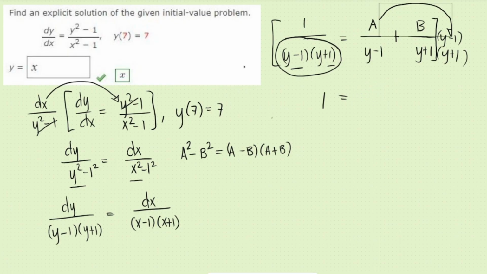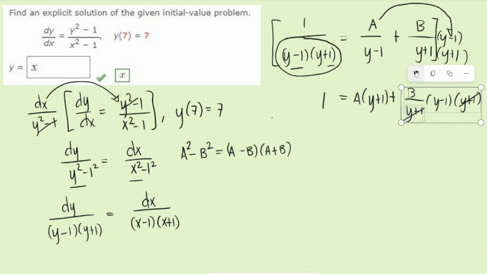This is a times y plus 1, plus, if we multiply b over y plus 1 times y minus 1 times y plus 1, we can cancel y plus 1 here because y plus 1 over y plus 1 is just 1, right? So we can actually write the expression b times y minus 1. So we'll delete that. B times y minus 1. So we now have this.